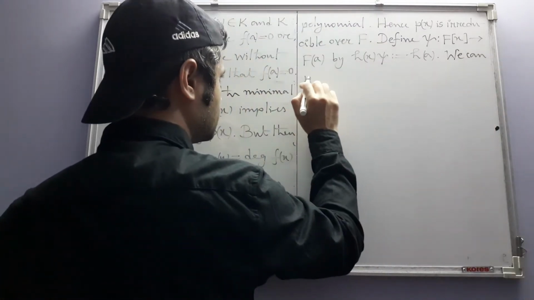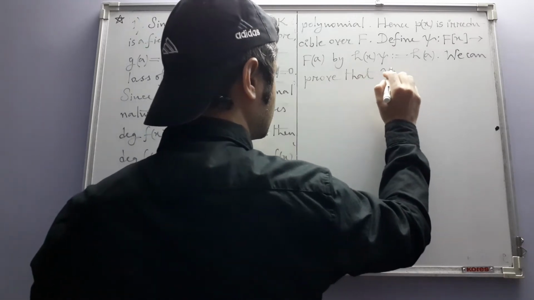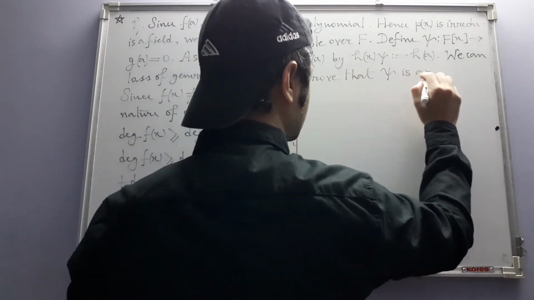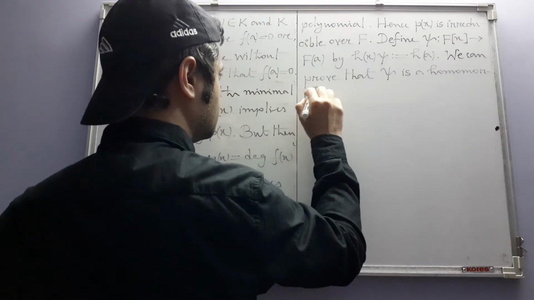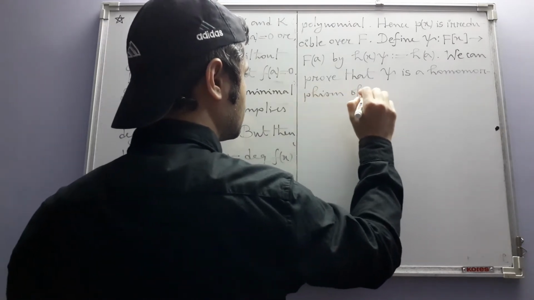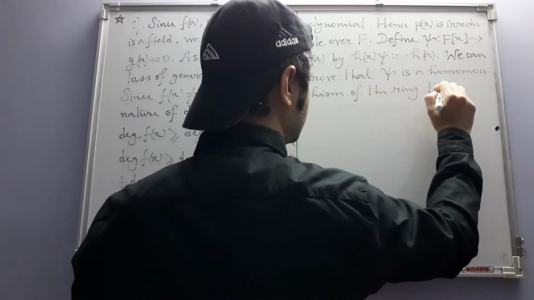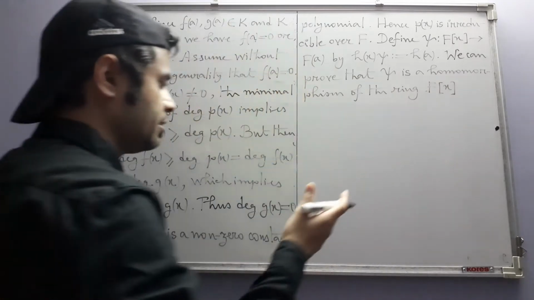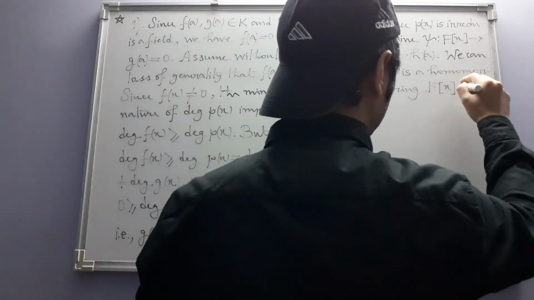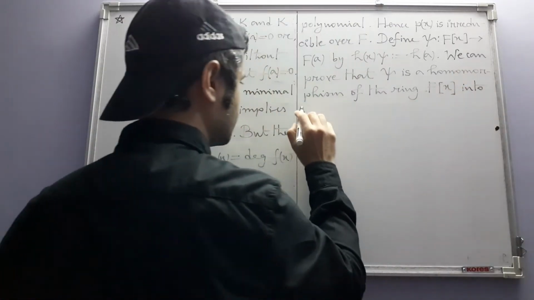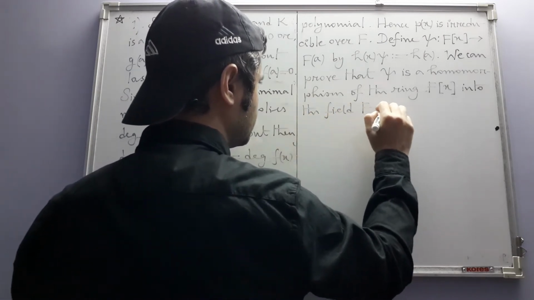We can prove that psi is a homomorphism of the ring F[x]. We are writing like this because we want to stress the fact that it's a ring homomorphism into the field F(a).